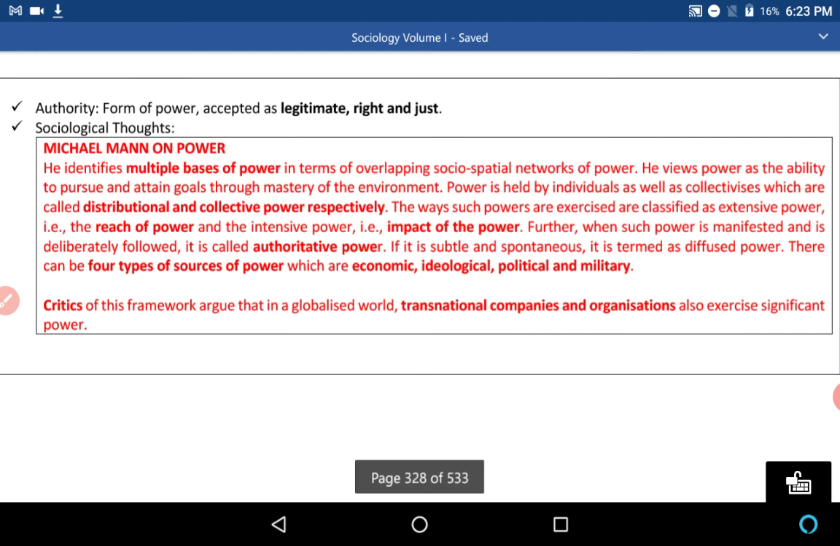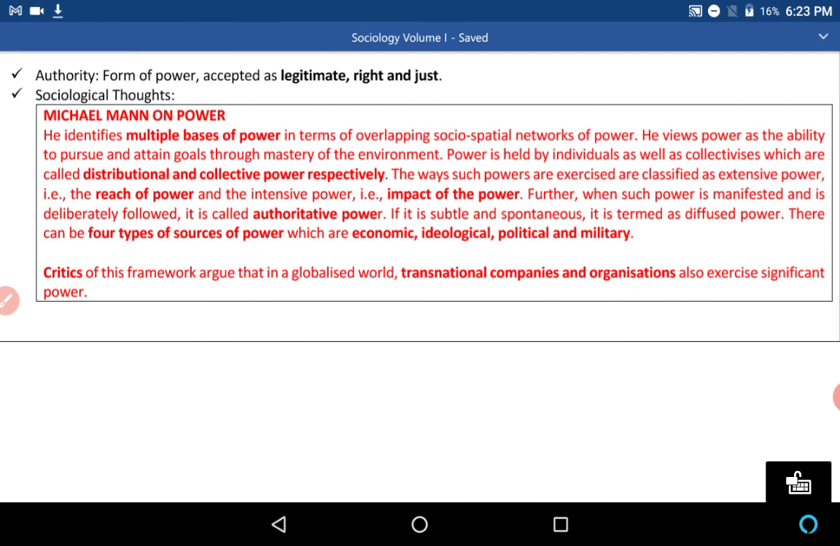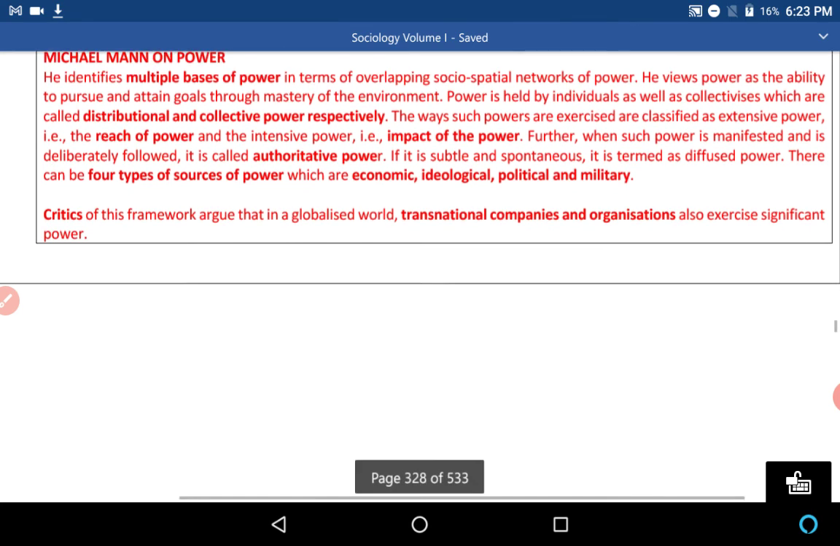And then if the power is exercised and is followed by the people, then it is authoritative power. But if it is subtle, I mean, there is a certain sporadic event, people conglomerate and then they begin exercising power, then that is a kind of diffused power. So he says that there can be four sources of power: economic, political, military, and ideological. So these are explanatory only.